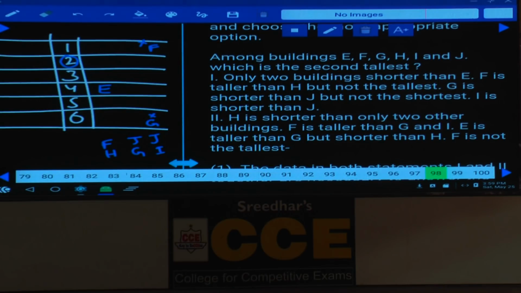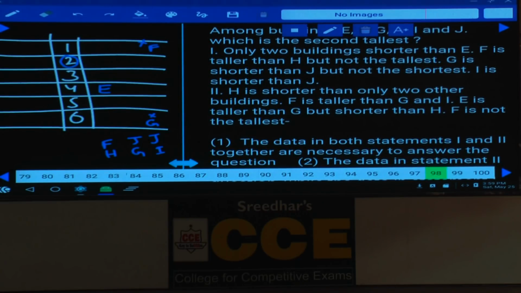Now with the help of this, tell me whether we are able to determine the answer or not. Question number 98, any answer to this one? What is the choice here? No, 1 alone is not sufficient because F cannot be here. Hence at the second position, either F or J can be there, and the remaining G and I cannot be at this place. F and J are possible, and I also can be there. Hence more than one answer, so 1 alone is not sufficient.